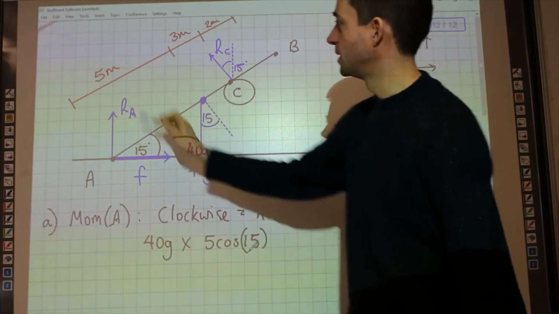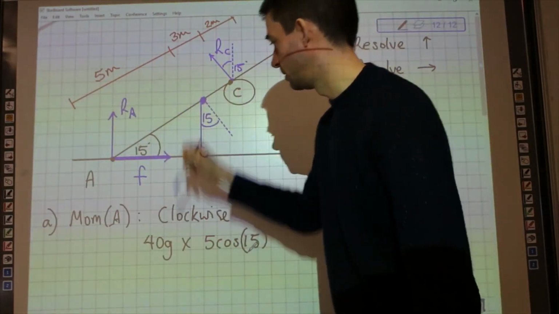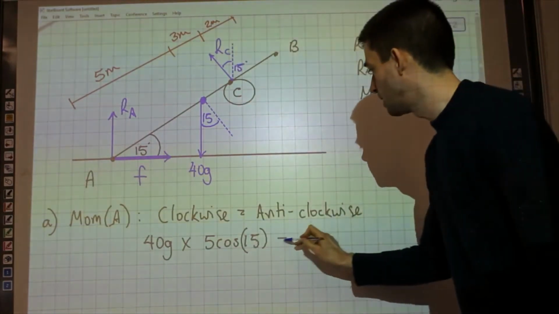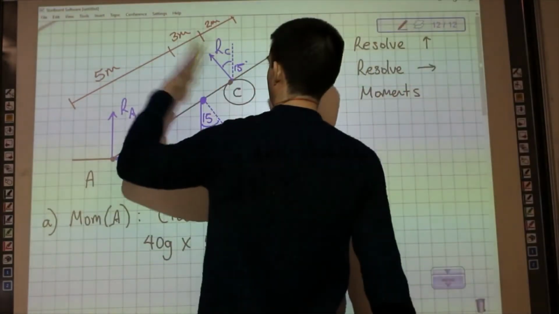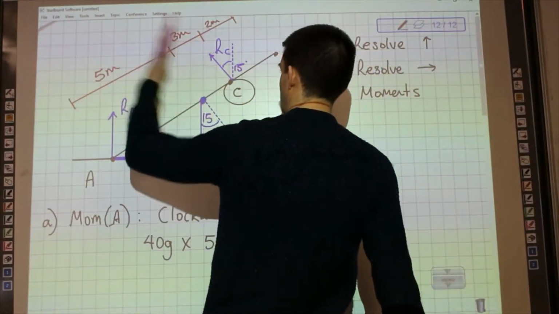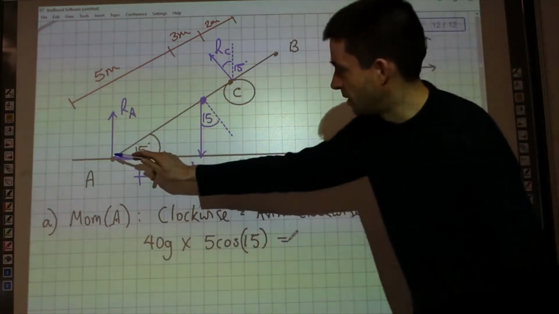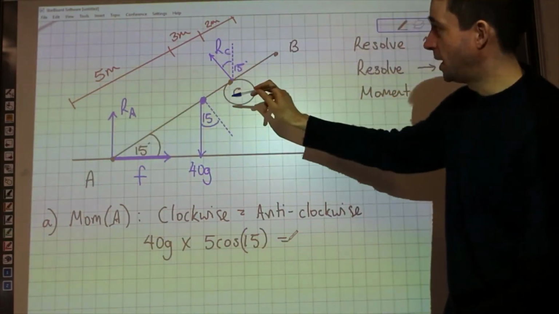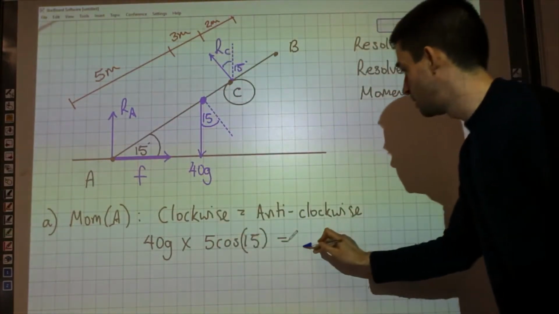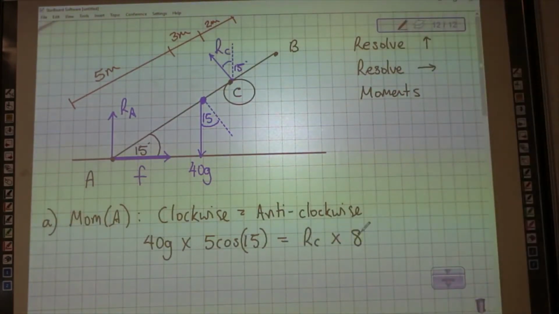I know the 5 because it's the distance from A to this point here, cos because it's adjacent, so cos 15, and that's going to equal my anti-clockwise force, which I get from doing that one there, RC, which is trying to make it go in an anti-clockwise direction. Now the bonus here is that RC is acting perpendicular to the point where I'm pivoting, so I don't need to do any resolving. I can just say that it's RC, the force, times by 8, which is the distance that it is away from A.